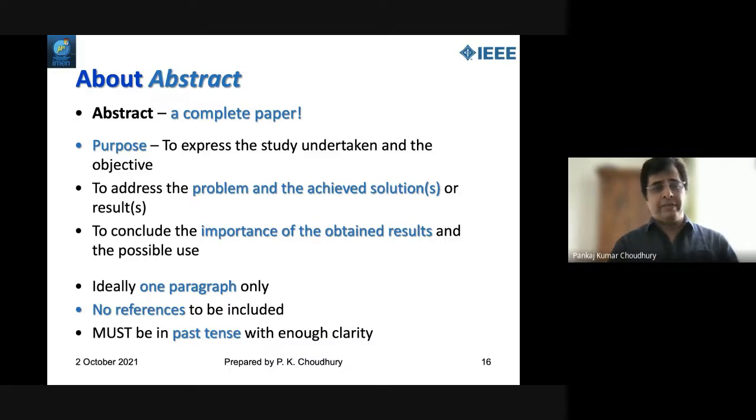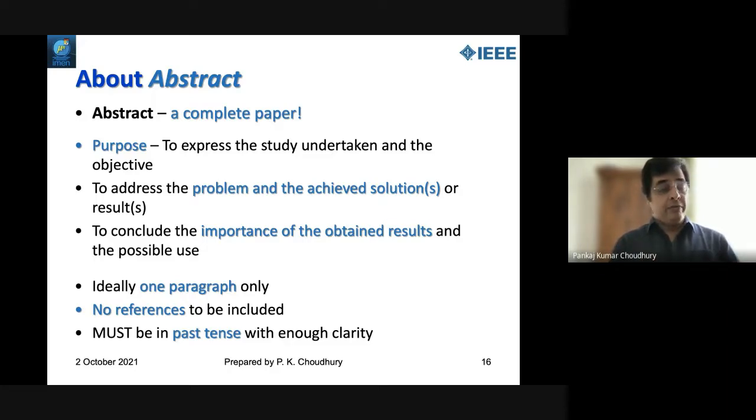There should not be any references. But of course, in some conference papers, when you are required to write a one page abstract, the definition of those kinds of abstracts is a bit different. Those kinds of abstracts certainly incorporate the references as well. But usually, while writing a paper, there should not be any reference.